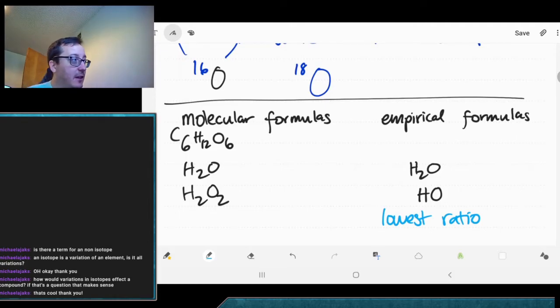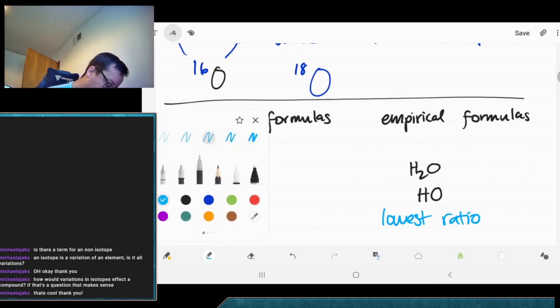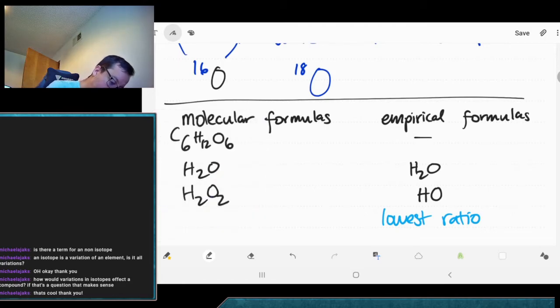And if we look at the top example, the glucose, or any of those sugars, they all have some multiple of CH2O. So 1 carbon for 2 hydrogens for 1 oxygen. And those are called empirical formulas. Those are the lowest ratio. These are things that we can find out experimentally pretty easily. We can find out the empirical formula of a compound very easily.